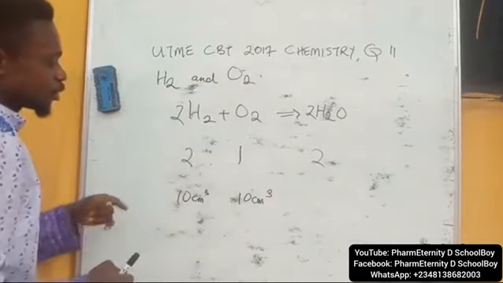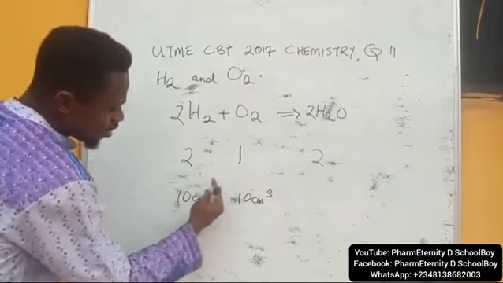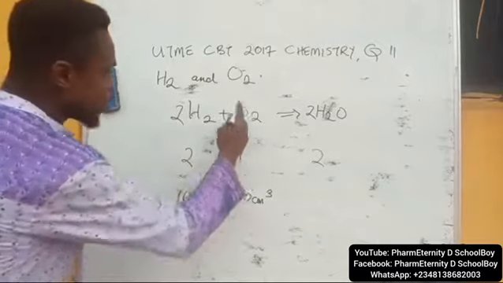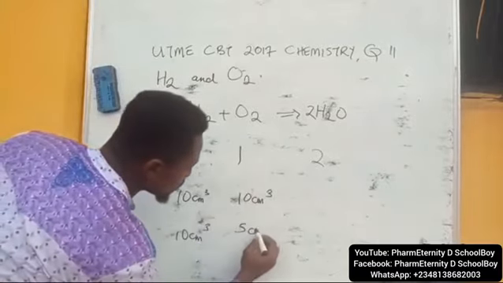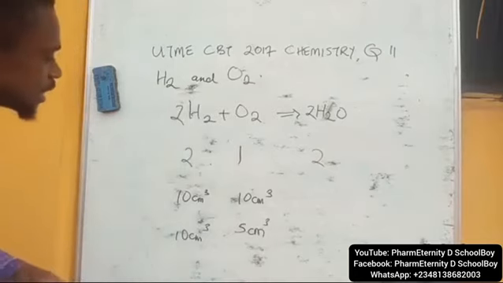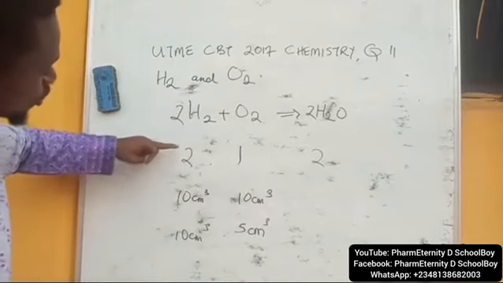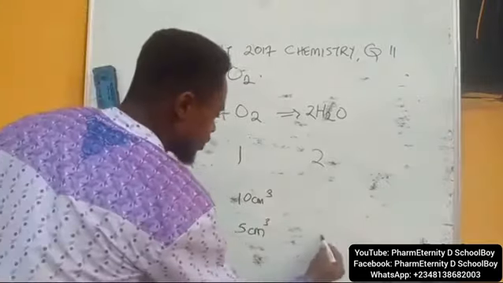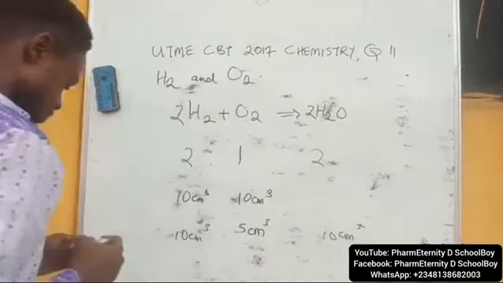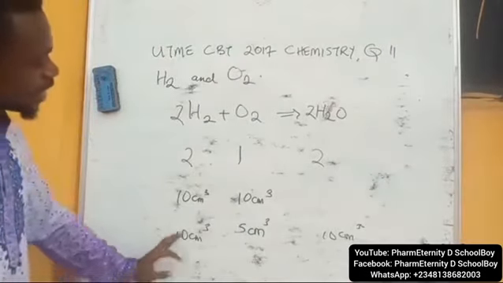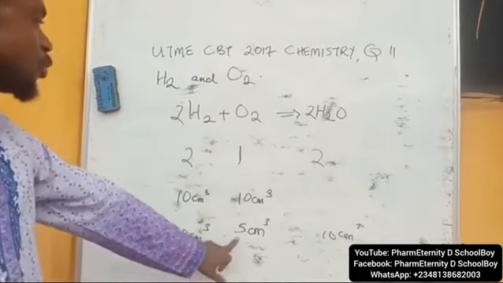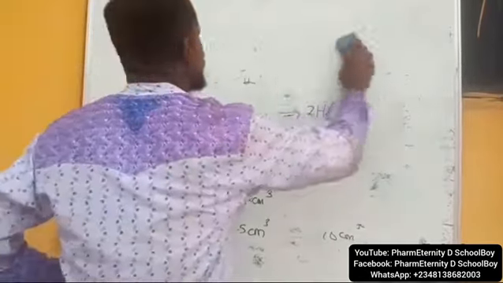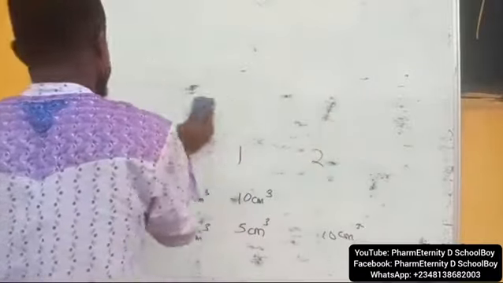If you set up a proportion, it will be clear that hydrogen here is 10 cm cube, and oxygen will now become what? 5 cm cube. This is the only thing that can make it be in this ratio of 2:1. And here, of course, becomes what? 10 cm cube. Now it's clear that only 5 cm cube of oxygen was used in this reaction.